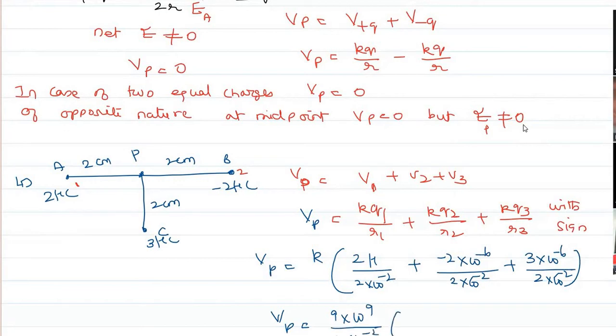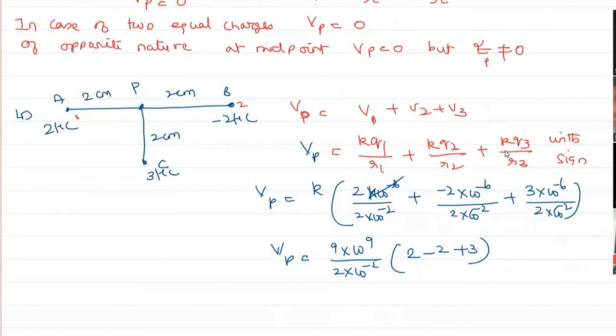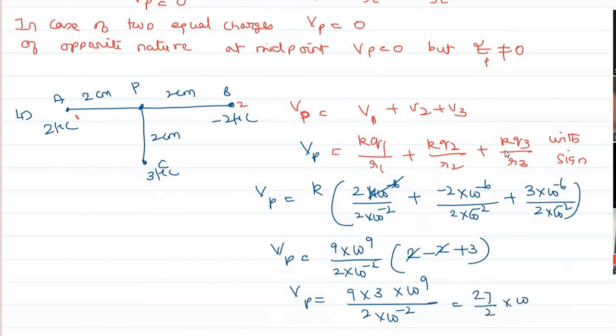So 2, this one and this one will cancel out, right? 2 minus 2 plus 3 will be in the numerator. So Vp will be equal to 9 into 3 into 10 to the power 9 divided by 2 into 10 to the power minus 2. So it is nothing but 27 by 2 into 10 to the power 11 volt. It is quite high. So I have given random numbers. It has come.